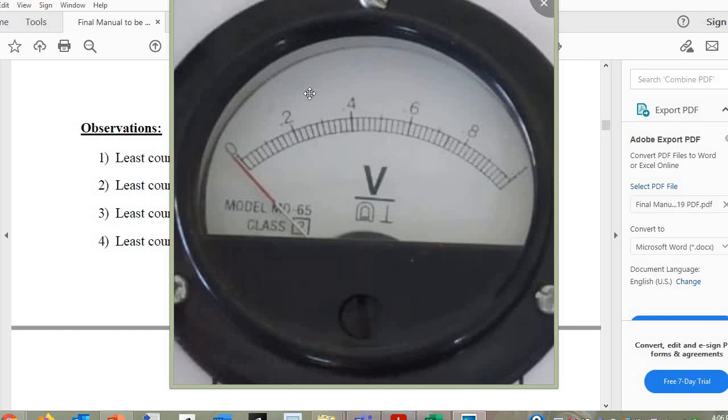0.02 volts. Okay, how does it come? See, there is a simple procedure. After 0 you can see 0.2 over here, so you have to write down 0.2. Then how many divisions are there in between 0 and 0.2? 10 divisions are there. So 0.2 divided by 10 becomes 0.02. That will be the least count of this particular meter. Is that clear to all of you? Yes, ma'am.